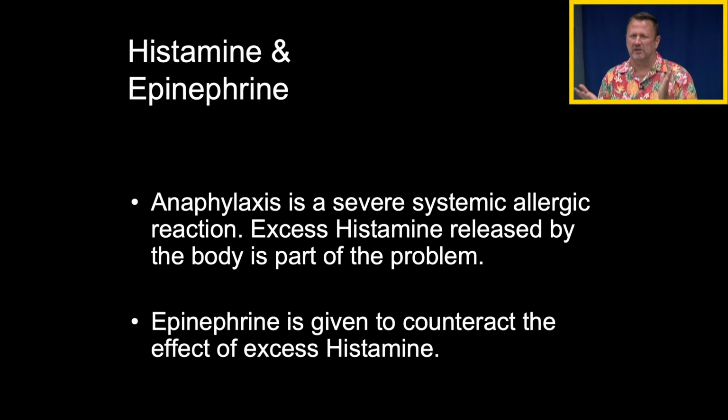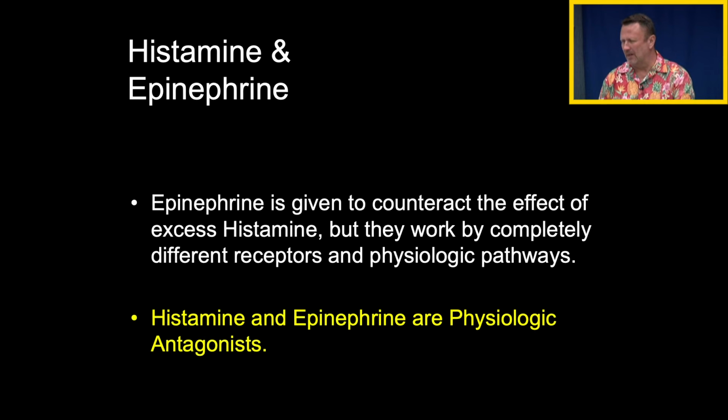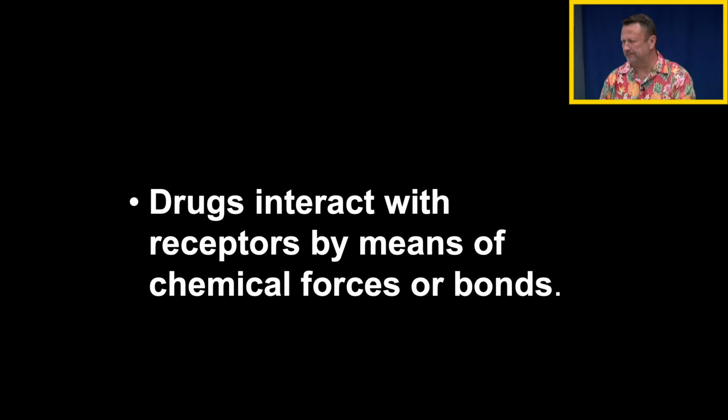That's why when somebody has an allergic reaction, we give them a dose of epinephrine to give them a quick opposite effect of the histamine. We'll talk about this more when we talk about anaphylaxis in section 3.3, histamine and the autocoids. But keep in mind, histamine and epinephrine are classic physiologic antagonists.